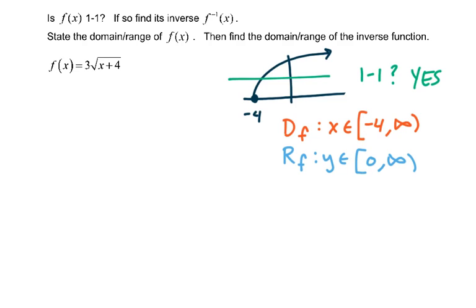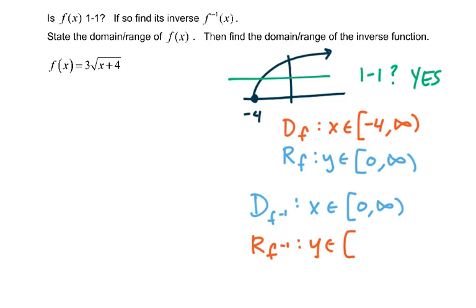And before I do anything, I can go ahead and find the domain and range of the inverse, because those are going to switch places. So the domain of f inverse will be that my x's are going to be from 0 to infinity, and the range of f inverse will be that my y values are now from -4 to +infinity. So this is the domain and range of my inverse.